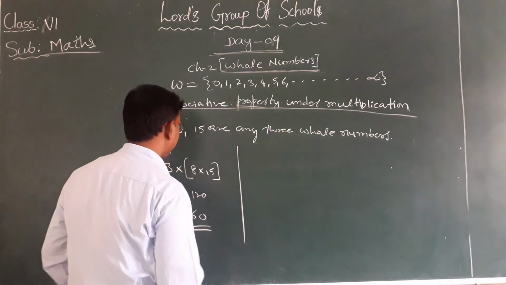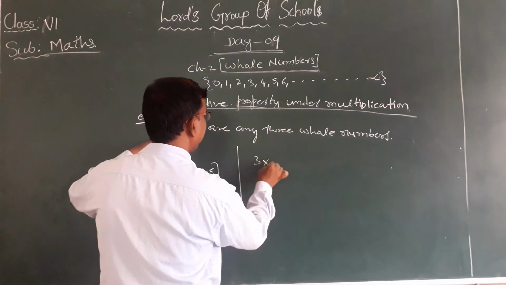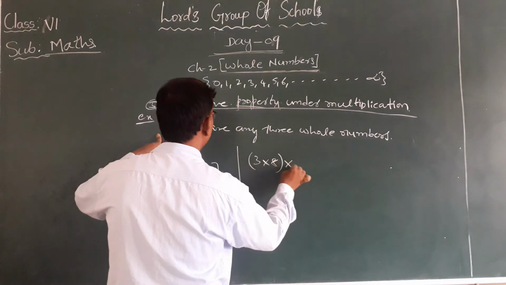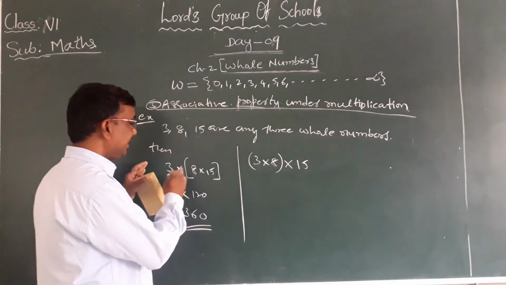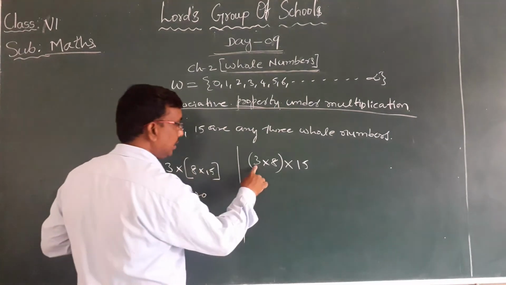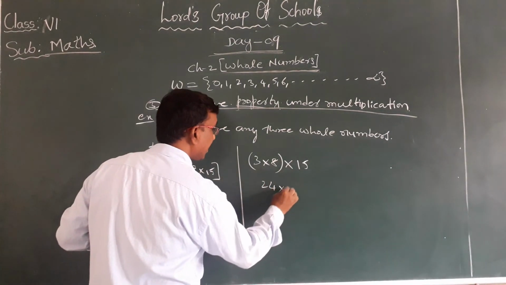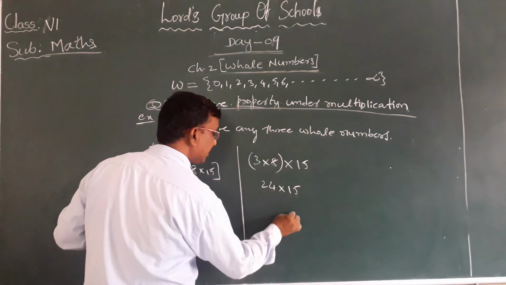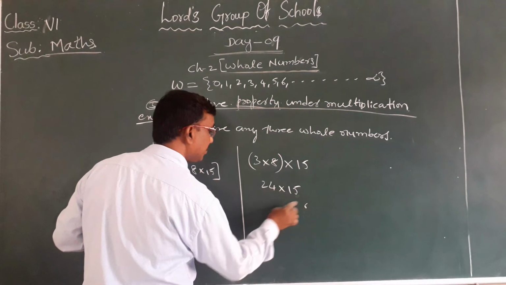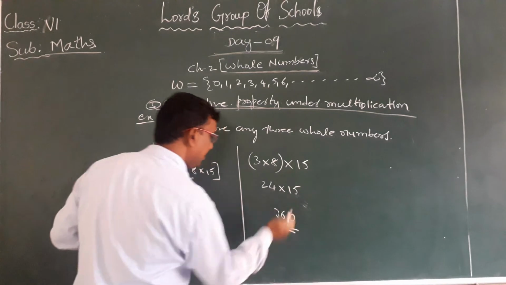Now I will find the product of 3 and 8 first. Then the product is multiplied with 15. I am changing the order. 3 into 8 is 24, into 15. Now 15 into 4 is 60, and 15 into 20 is 300, so 360. So what did we get? We got the same.